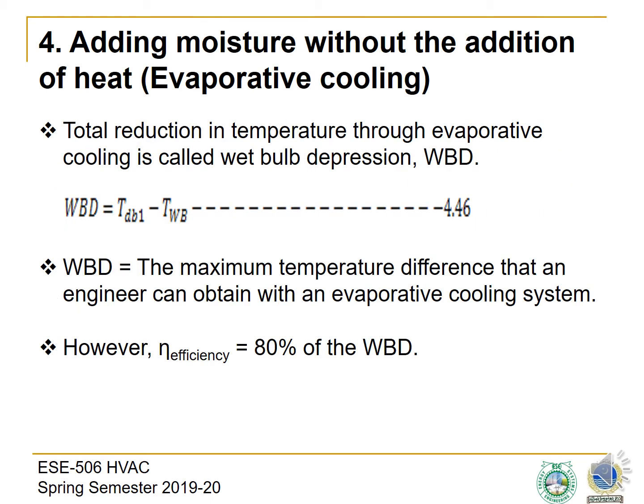Total reduction in temperature through evaporative cooling is called wet bulb depression, WBD. So the wet bulb depression is equal to dry bulb temperature minus wet bulb temperature. Wet bulb depression is equal to the maximum temperature difference that an engineer can obtain with an evaporative cooling system. However, the efficiency is about 80% of the wet bulb depression under practical conditions.